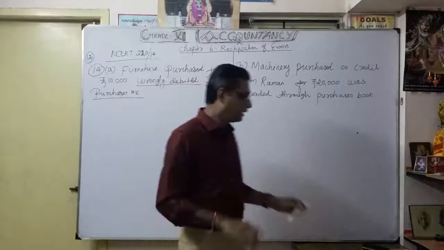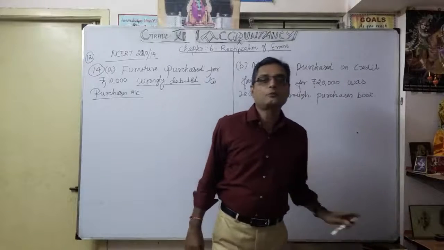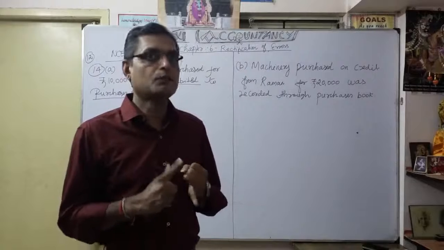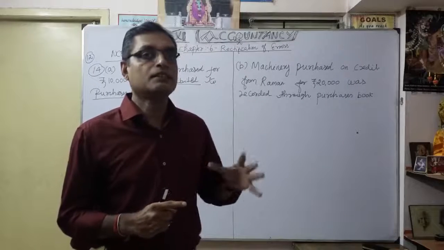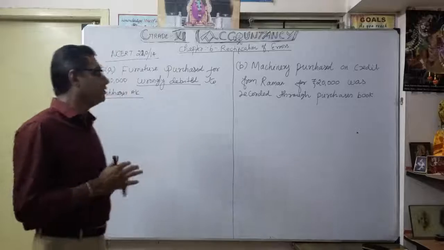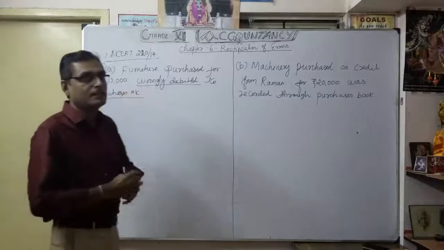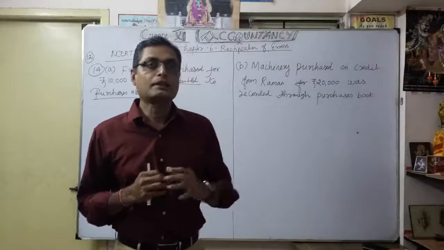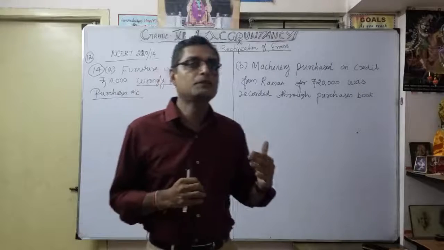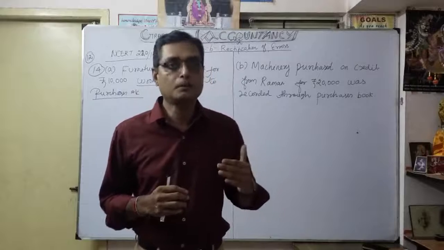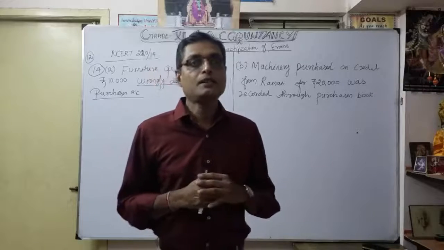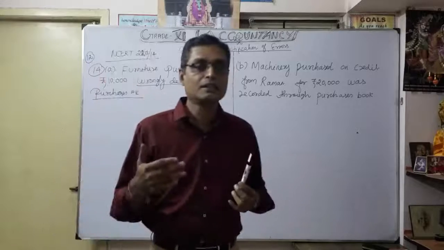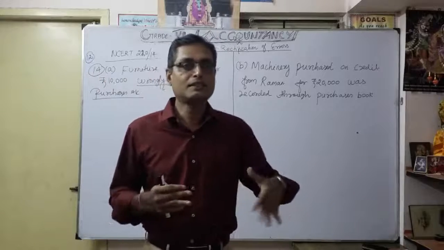So what's your duty? You want to identify which type of error. Is this an error of commission or an error of omission? No, it is coming under error of principle. How? Because furniture purchased is a capital expenditure. You understood now what is the meaning of capital expenditure? Any amount spent for a longer benefit is called capital expenditure. Here, furniture is an asset, definitely for the longer benefit, so consider it as capital expenditure.